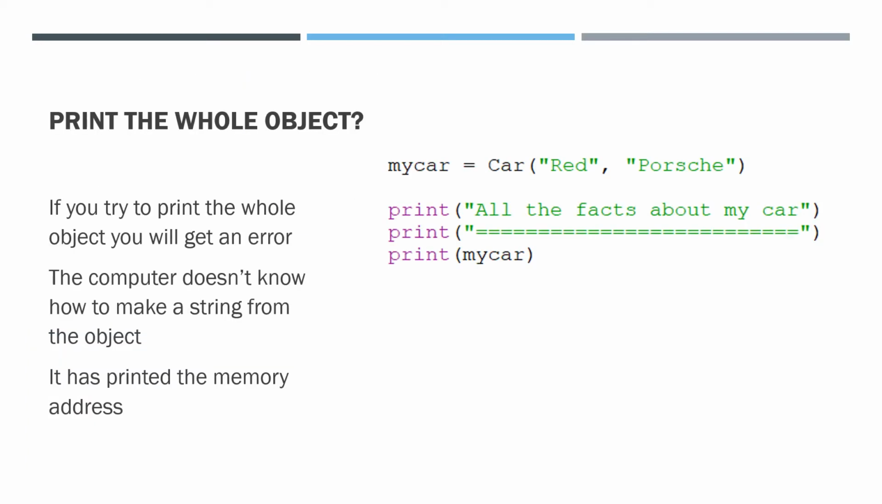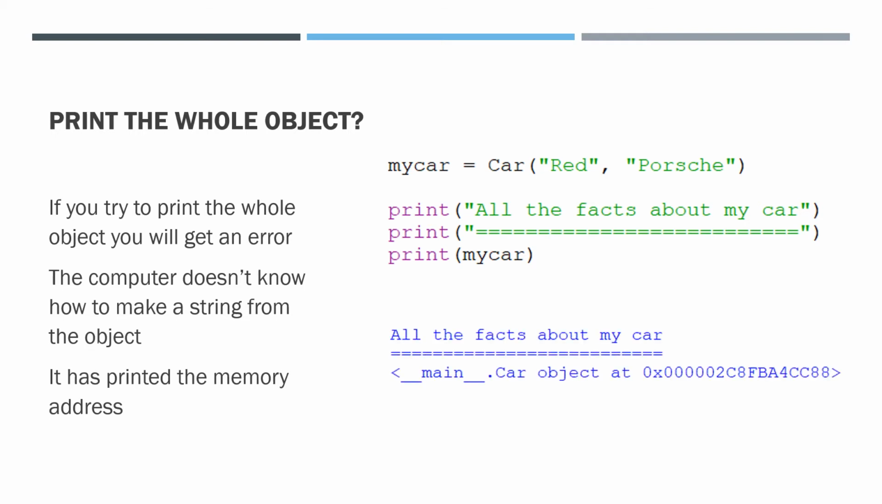Well, what happens if I try to print the whole object? So here I've created a car object called my car, and I've told the computer to print my car. I get an error message, well, a kind of error code like this. What the computer is trying to do is print the entire object, but it doesn't know how to do that. The car's got three different attributes. Do I want it to print all of them or what? It doesn't know what to print. So what it's actually printed is the memory address of the location in my computer's memory where that car object is stored. And you can see it's a very large hexadecimal number. That's not really very helpful at all. Luckily, we can get round this problem.